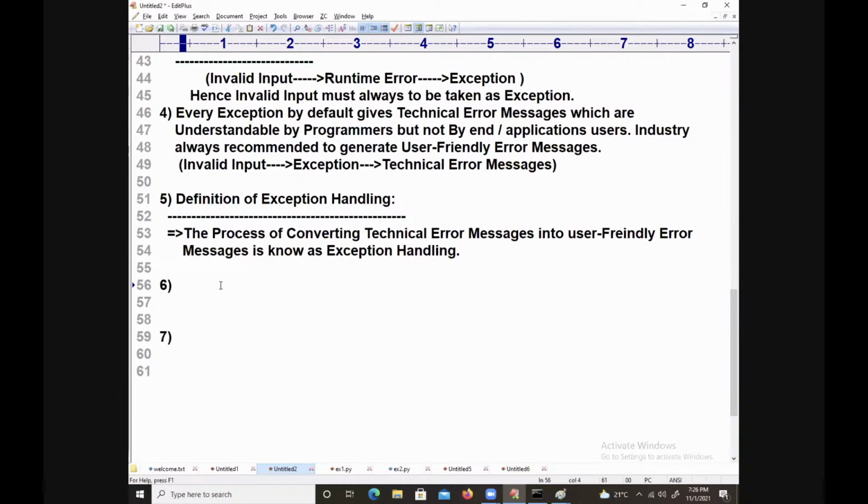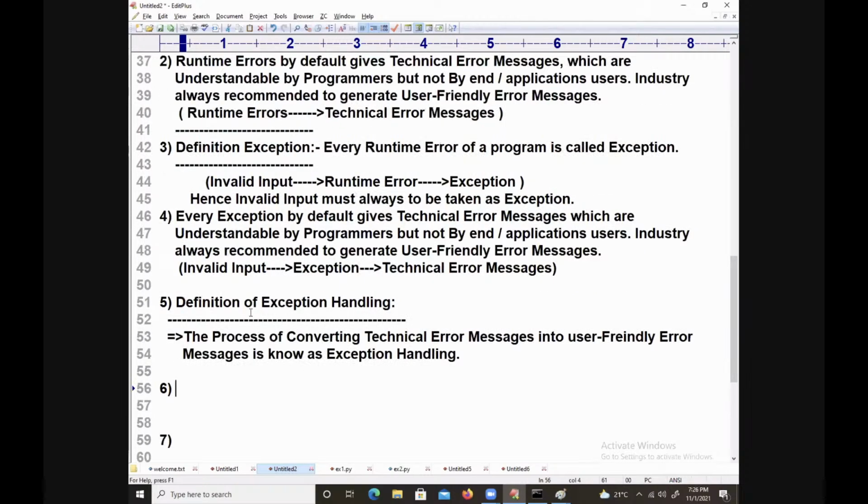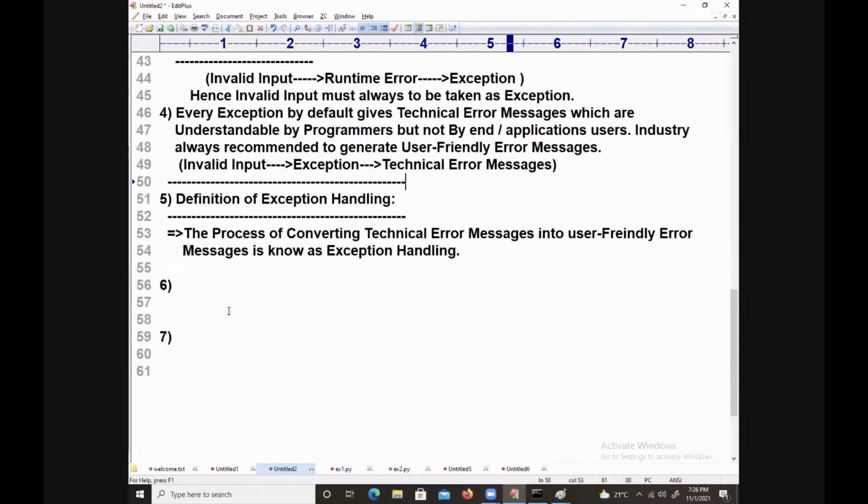Don't leave the session until I say the session is over. If you leave the session, from the next class onwards you will feel difficulty, because if we don't understand this entire mechanism, you will get a problem. So if it is disconnected, connect again and try to learn everything.